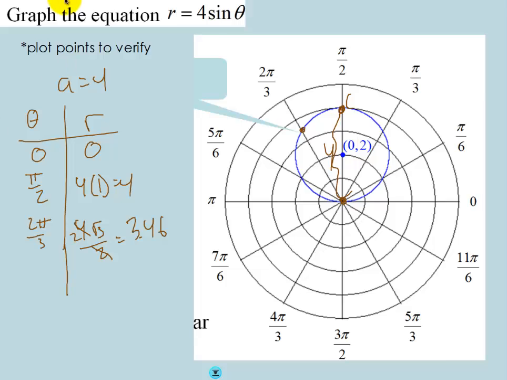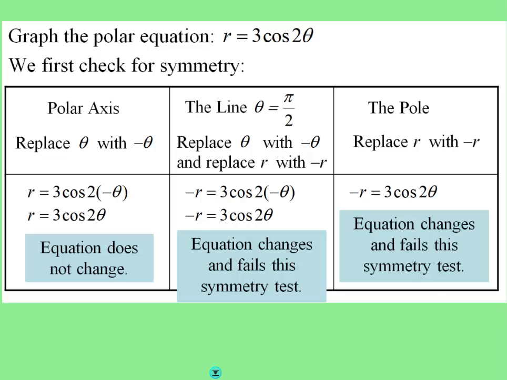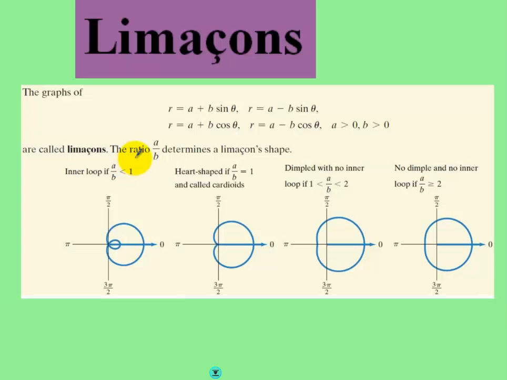So let's look at a few different things. Symmetry. These plots can be symmetric. I'm not going to emphasize this much, but there are 3 different ways. There's symmetry with the polar axis, symmetry with respect to the line theta equals pi over 2, and symmetry with respect to the origin. Here's an example of this. I don't want to do much. So let's go on to the next graph.